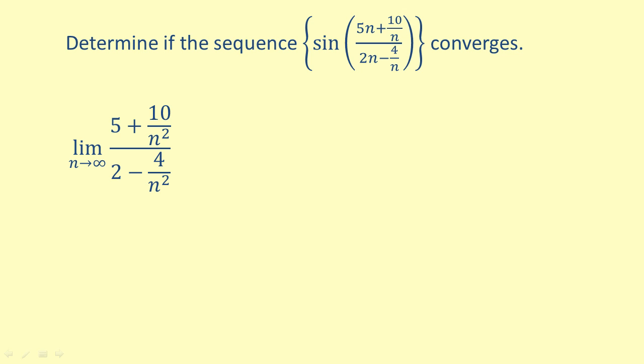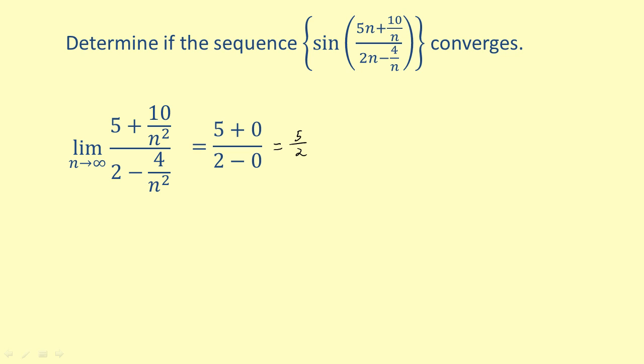Divide both the numerator and denominator by n and take the limit as n goes to infinity. Dividing through by n gives us 5 plus 10 over n squared all over 2 minus 4 over n squared. Now we want to determine whether or not this limit exists. We can see that if we substitute infinity in for n, we essentially get 5 minus 0 over 2 minus 0. Therefore, we can see that the limit exists and it equals 5 halves.